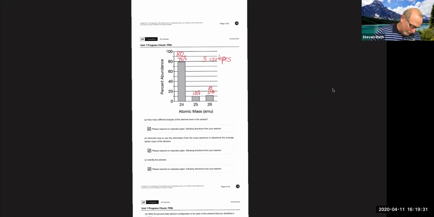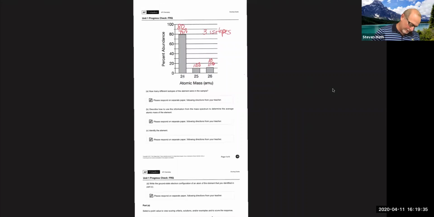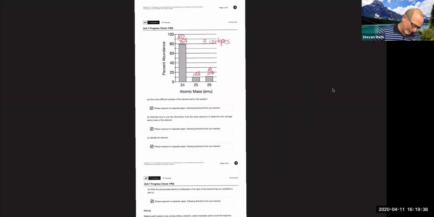Then D says, write the ground state electron configuration for the element you identified, and that ground state is simply 1s2, 2s2, 2p6, 3s2.